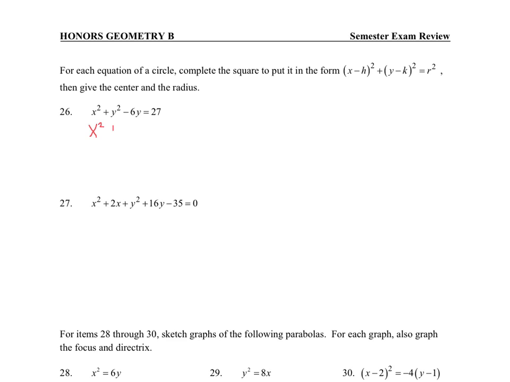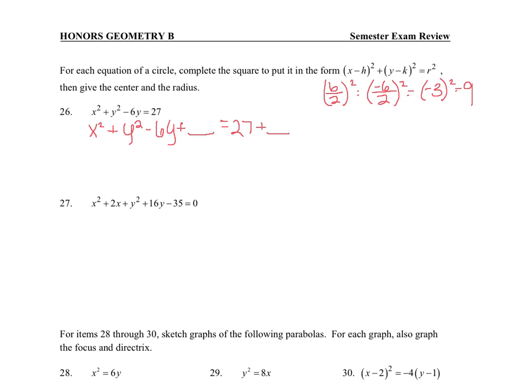But with y squared, I've got y squared minus 6y, so I'm going to complete the square, and what I add to one side, I'm going to have to add to the other side. So to complete the square, I take b divided by 2 and square it. Well, my b is negative 6, so negative 6 divided by 2 squared is negative 3 squared, which equals 9. So I'm going to add 9 on both sides.